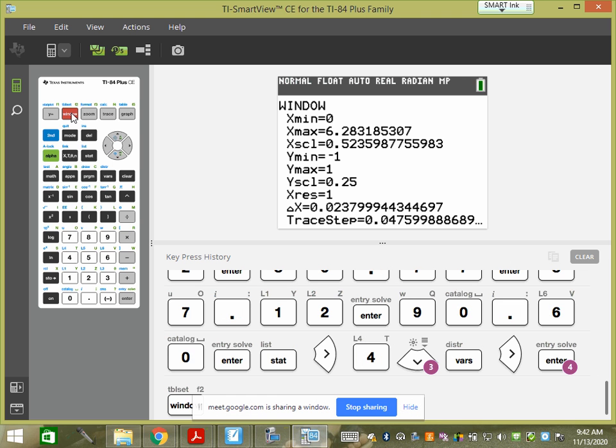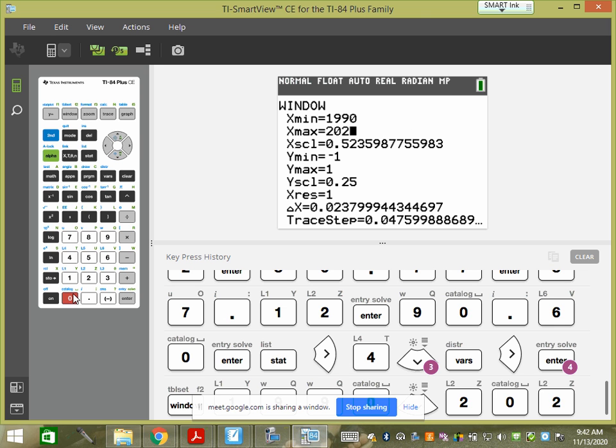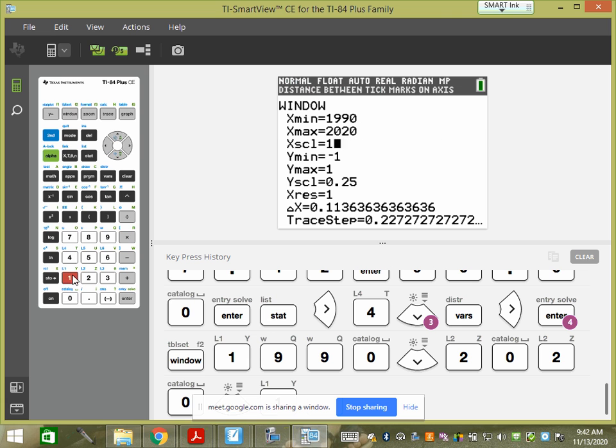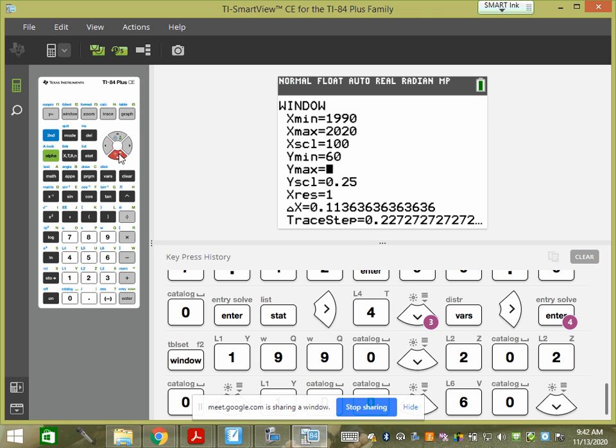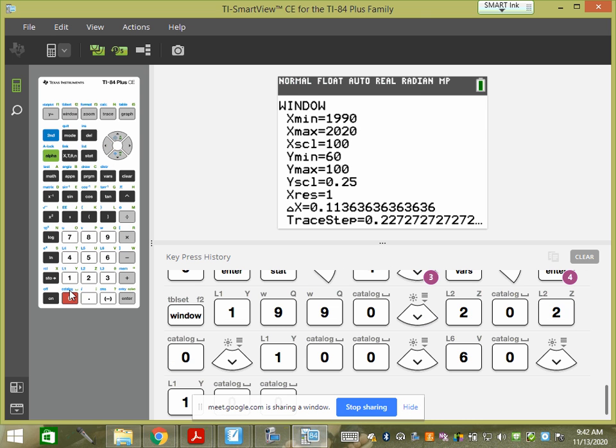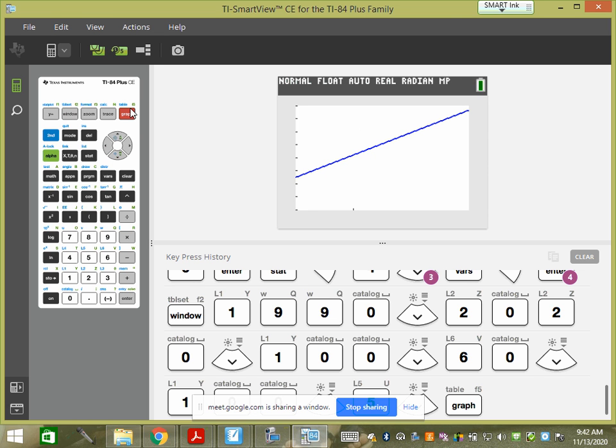So we go window. My lowest is 1996, so I'm going to go to 1990, just to be a little lower. My X max, my highest, is 2009. I'm going to do 2020. Make it go up by 100. Mine's set in a trig window. Okay, and then my lowest is 78, so I'm going to make it be 60. And my highest is 90.6, so I'm going to make it be 100. And then go up by 5s. And I should have my graph.